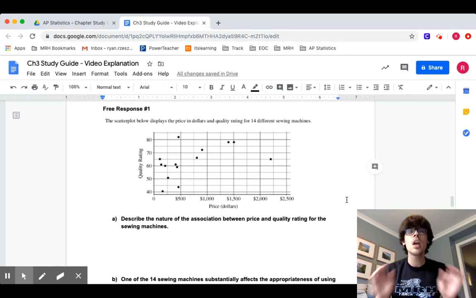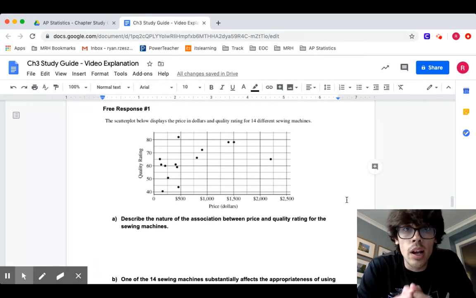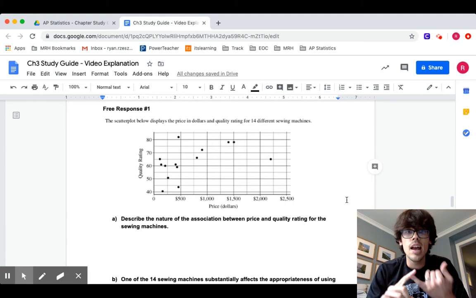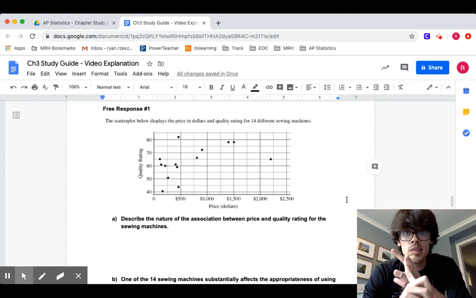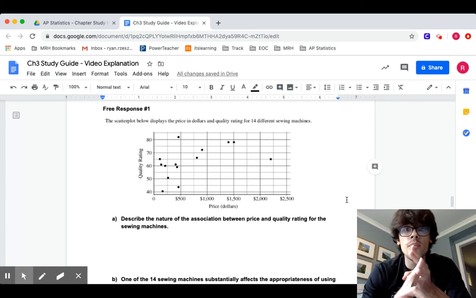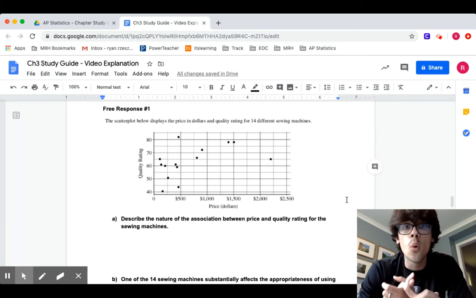So remember, when you describe a scatter plot, the little list we had to do was called FUDS, F-U-D-S. Form, unusual points. We're not calling them outliers anymore. We call them unusual points. Direction and strength. Form for this problem is talking about whether it's linear or nonlinear.